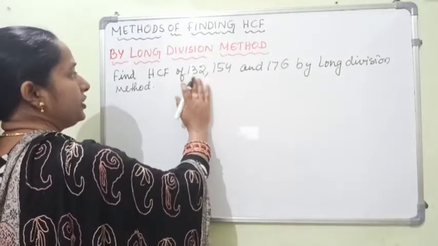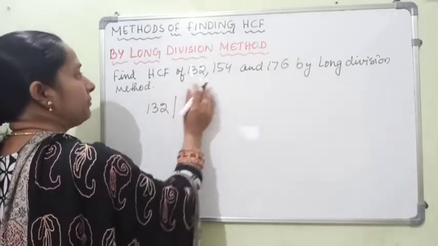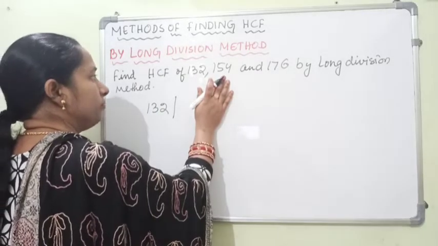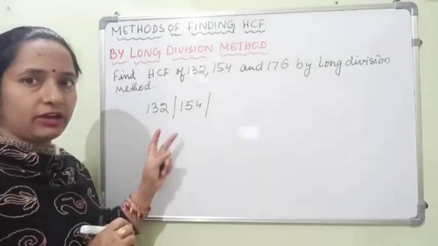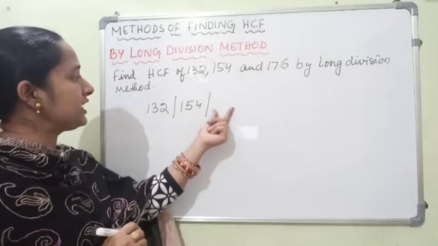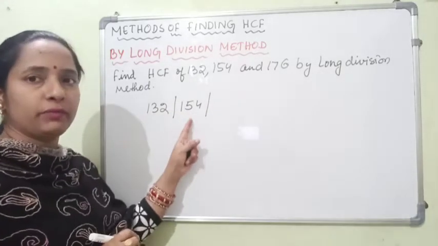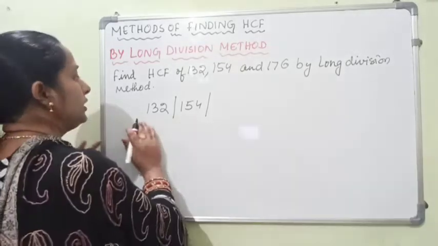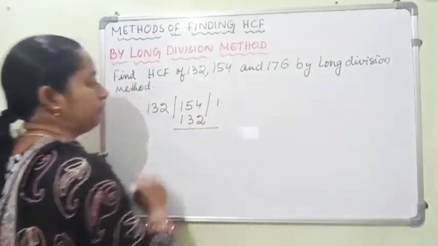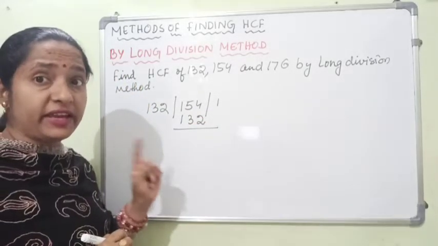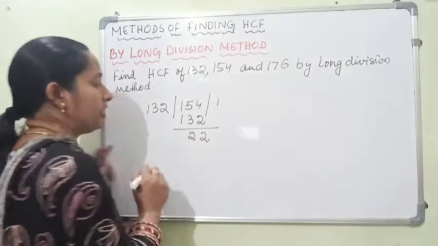So first we will divide these two. Whichever number is smaller, you make it the divisor, and whichever number is greater, you make it the dividend. So 154 is the dividend. Now check: 132 ones is 132, 132 twos will be 264, which is more than 154, so you cannot divide. So we go for 132 ones are 132. Now what is the remainder in this case? Listen very carefully here. 4 minus 2 is 2, 5 minus 3 is 2. Now we got a remainder.